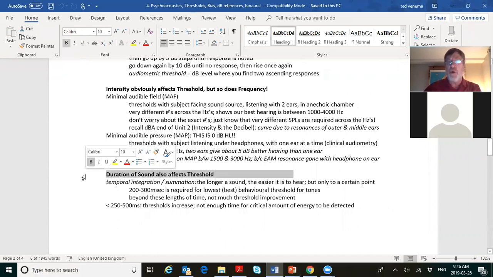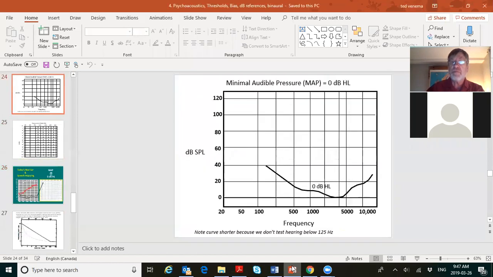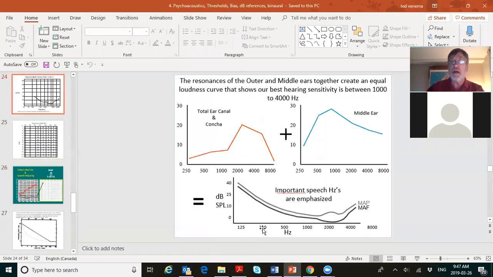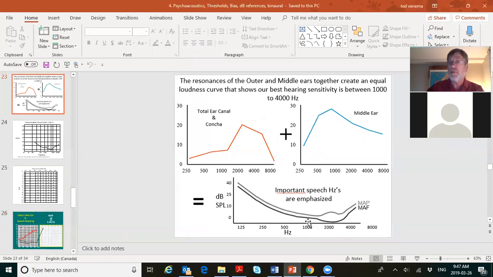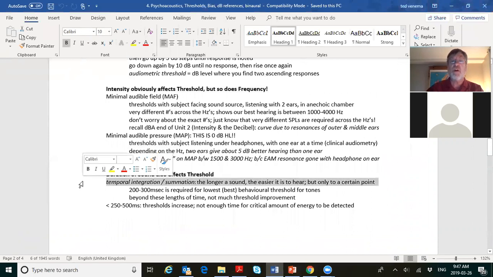Duration of sound also affects threshold. So look at this. Intensity affects threshold, but so does frequency. Well, that's obvious as seen by this, or as seen by this. Okay? But the threshold of sound is also affected by the duration of a sound. And what do we mean by that? We call that temporal integration or temporal summation.